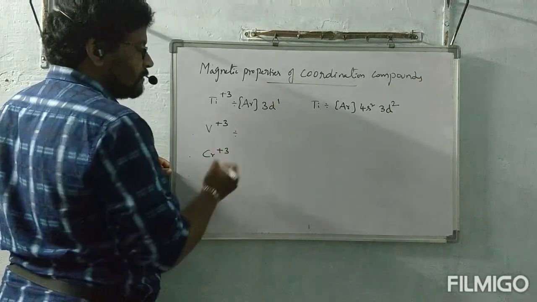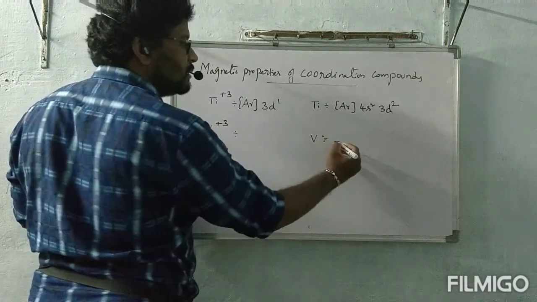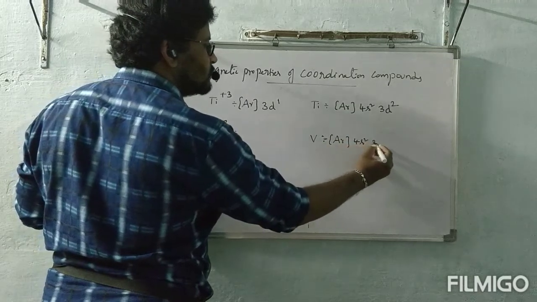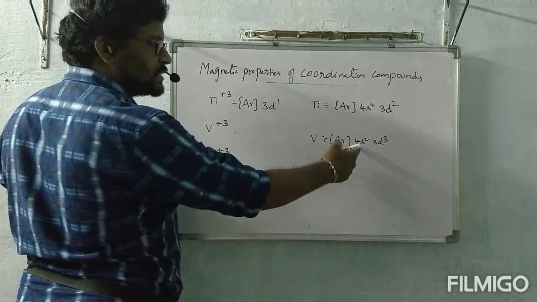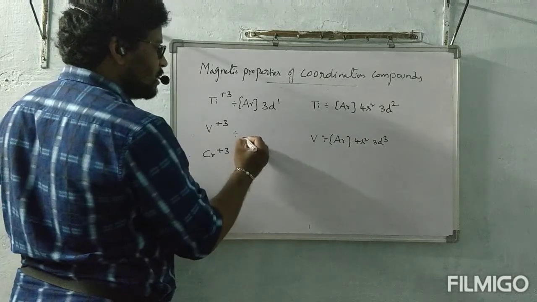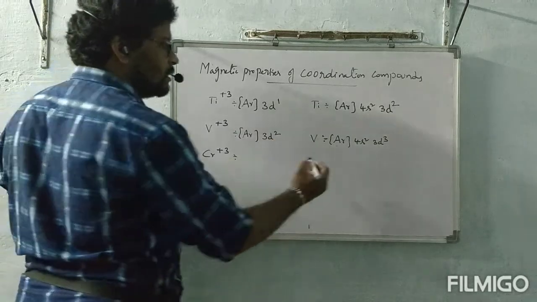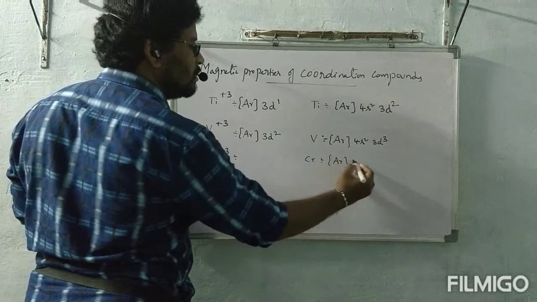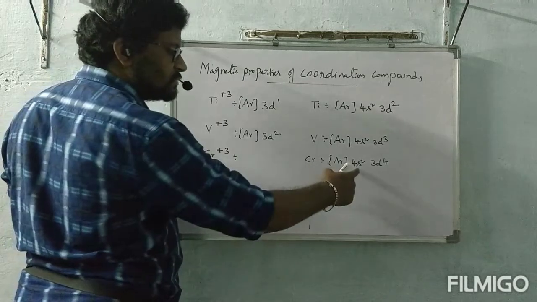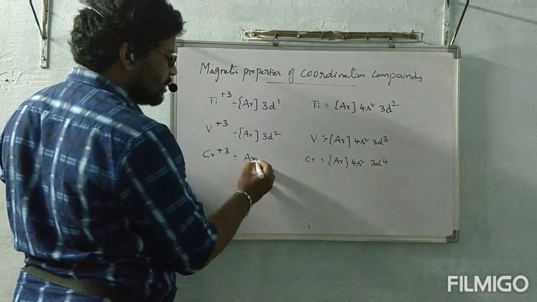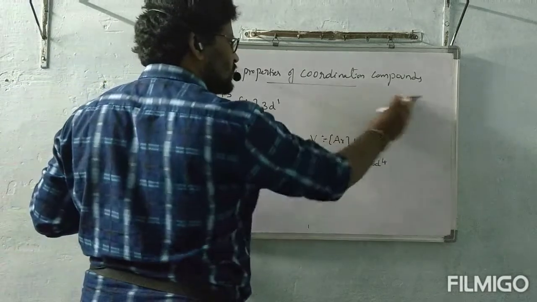Next, vanadium plus 3. Vanadium is atomic number 23, configuration argon 4s2 3d3. V plus 3 means 2 electrons from 4s and 1 electron from 3d are removed. Then it will be argon 3d2. Next, chromium plus 3. Chromium configuration is argon 4s2 3d4. Cr plus 3 means 2 electrons from 4s and 1 electron from 3d are removed. Then it will be argon 3d3.